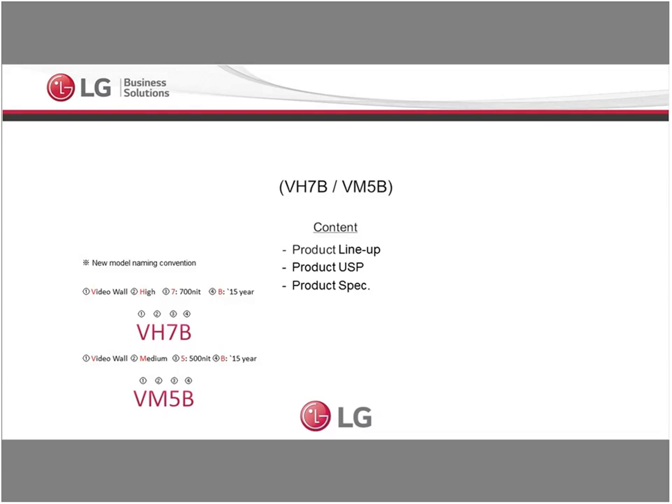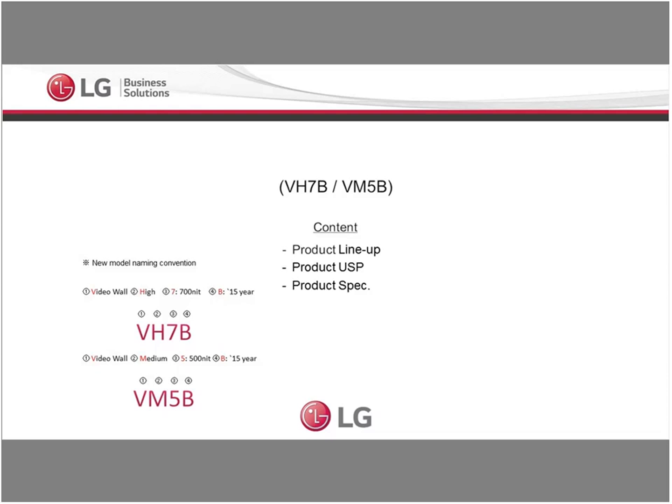So what we currently have out in the market is the VH7B. We are calling it Clover. We talk about a naming convention, and in order to understand the LG product line, it helps to understand what the letters and the numbers stand for. So VH is video wall, high for high brightness, 7 for 700 nit, and B for the model year or the plant that it came out of. And so the 55VH7B is our 55-inch version of that.